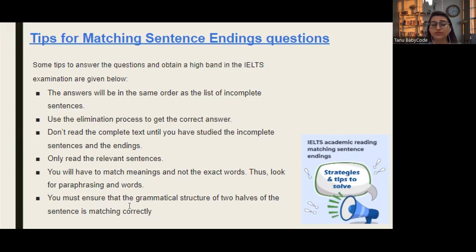Lastly, the most important one, you must ensure that the grammatical structure of the two halves of the sentence is matching correctly. As I said, you're matching the incomplete sentence to their possible ending. So the two halves are connecting. So they have to be correct grammatically, right. Okay, correct form.